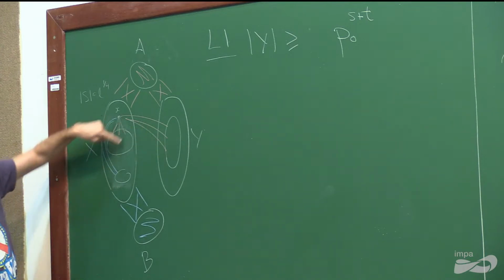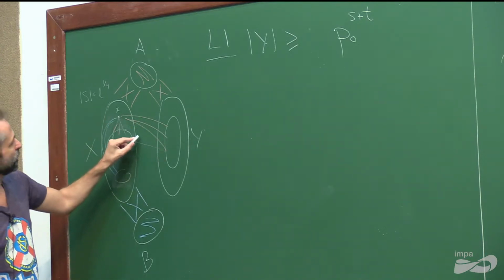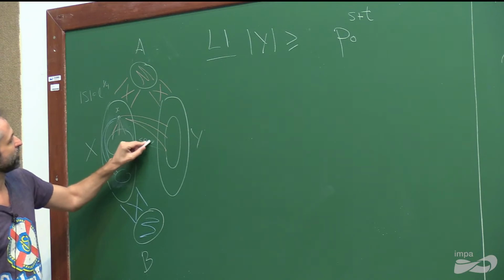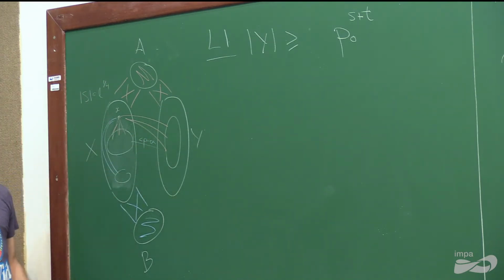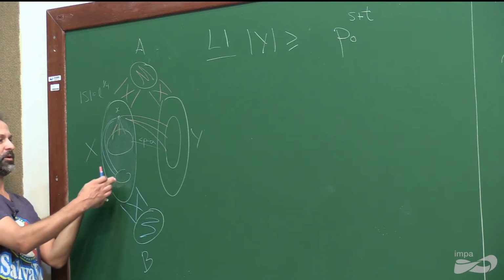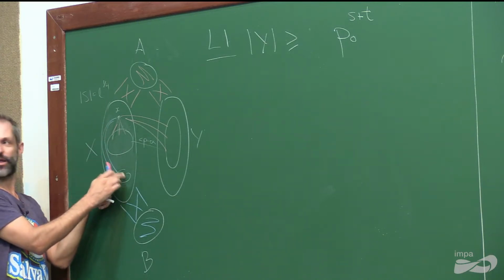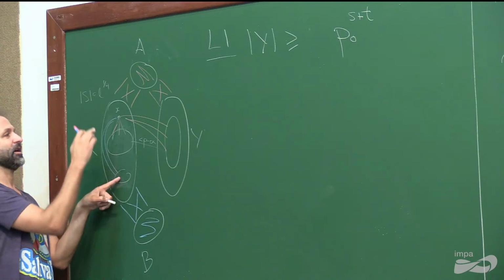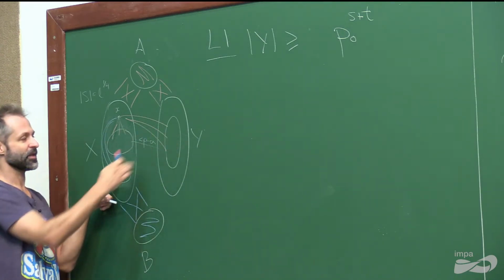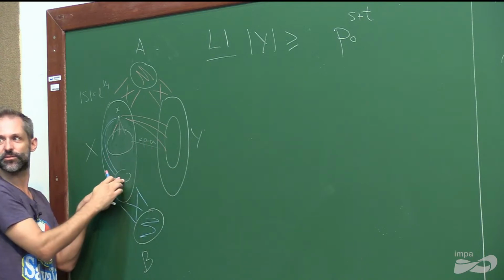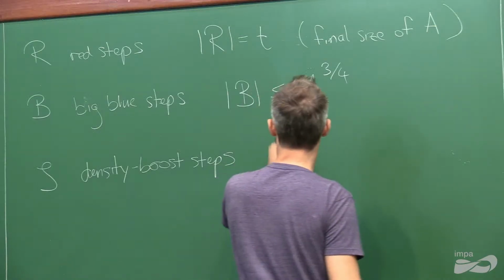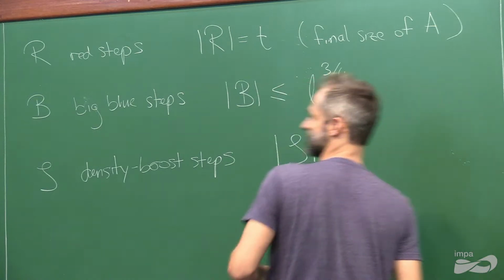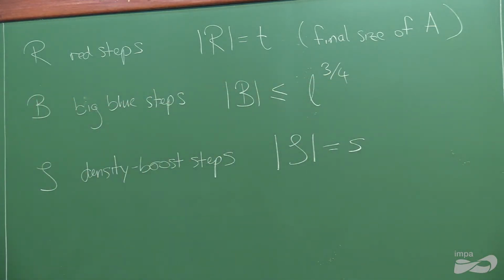We said the density between these two was less than p minus alpha. So if it's bigger than p minus alpha, we do a red step. Less than p minus alpha, we do a density boost step, which means we replace X by this neighborhood here and Y by this red neighborhood. We got some increase in the density between these two. Okay. And let's call the number of these things S. Okay. So S is the number of density boost steps.